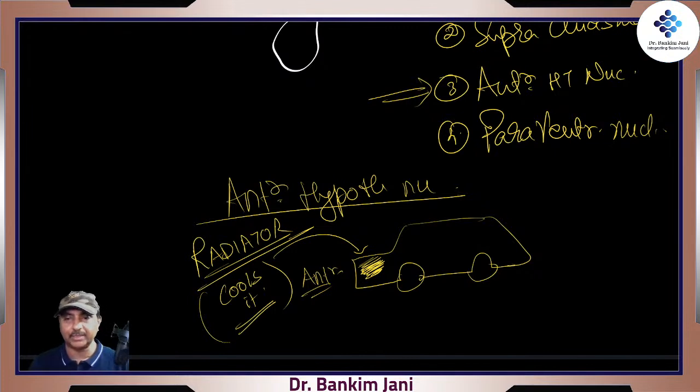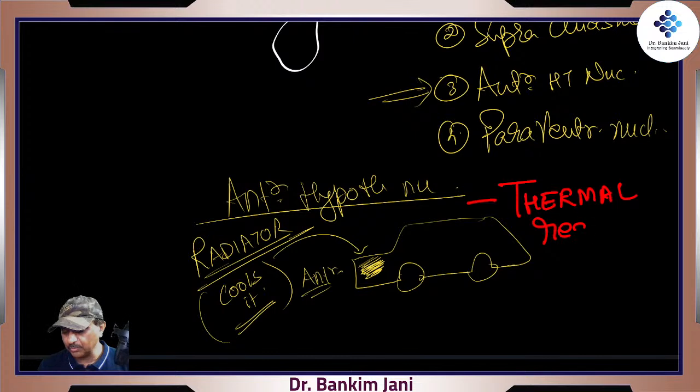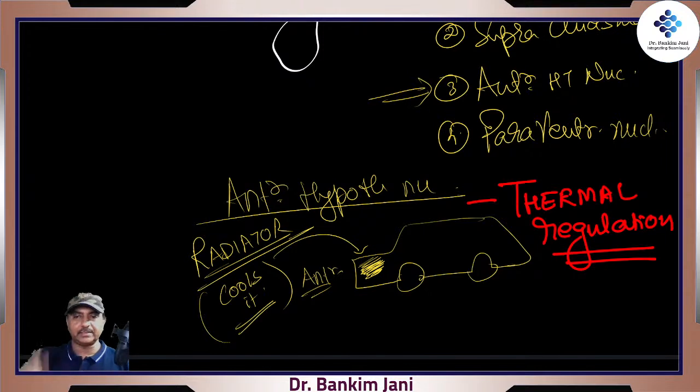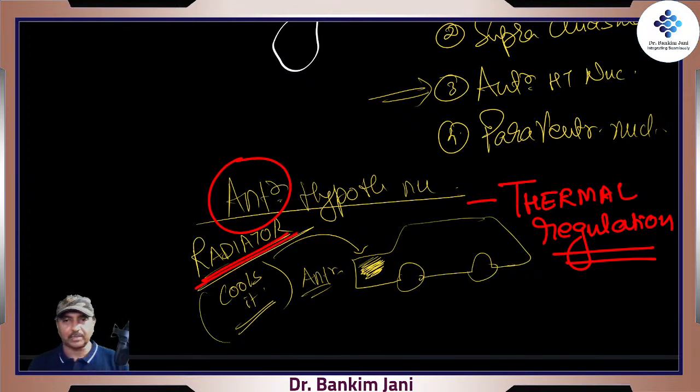Anterior hypothalamic nucleus. This is anteriorly situated, and its function is thermal regulation. That means when the temperature of the body starts rising, like this car engine, radiator runs that coolant and it cools it down. Same thing, anterior hypothalamic nucleus, remember the radiator, it is for thermal regulation.